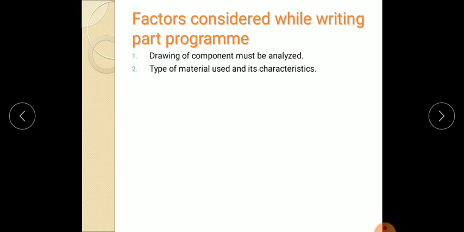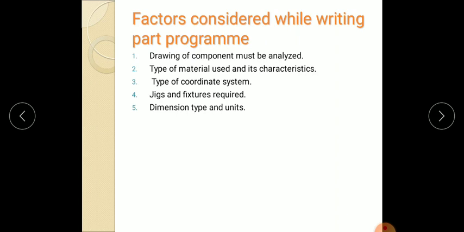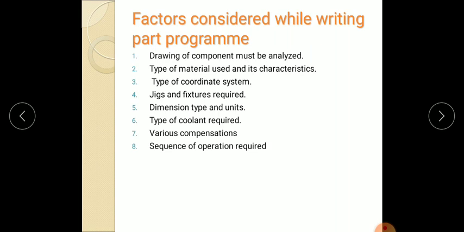Next, factors considered while writing a part program. First, the drawing of the component must be analyzed, then the type of material used and its characteristics, type of coordinate system, jigs and fixtures required, dimension type and units, type of coolant required, various compensation, and sequence of operations required. So these are the factors considered while writing the part program.